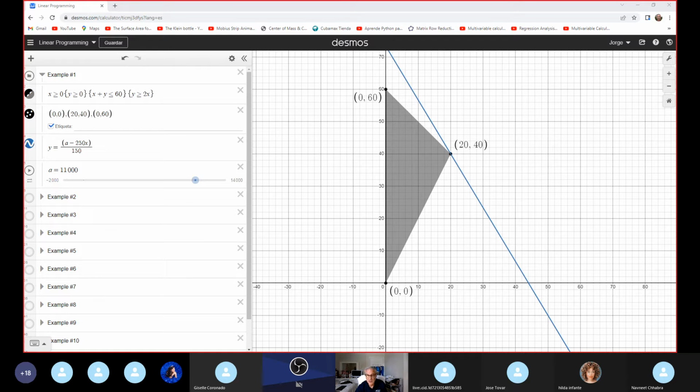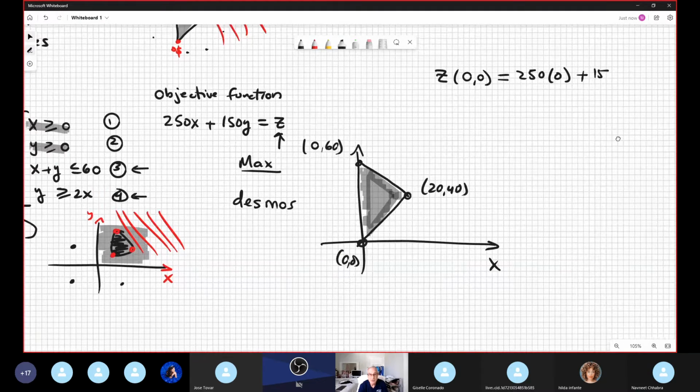And now this is a crucial moment. You evaluate the objective function in each corner, because I know that the corner is where the optimum value occurs. And then I evaluate, for example, Z at 0,0. Wow, this is nothing. This is 250 times 0 plus 150, oh sorry, 3 times. Boom. Now it's okay. Good.